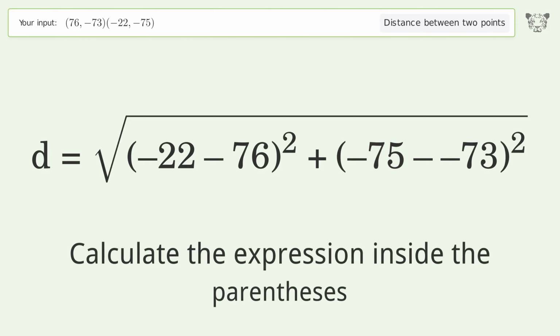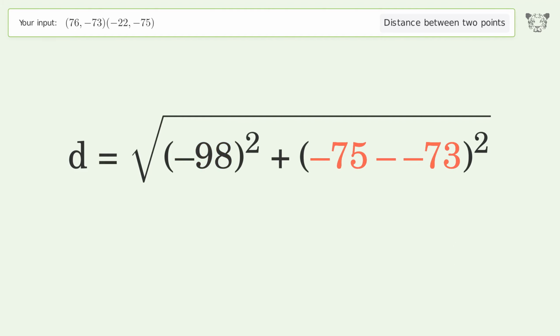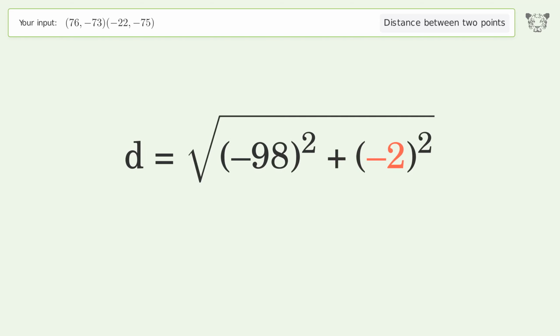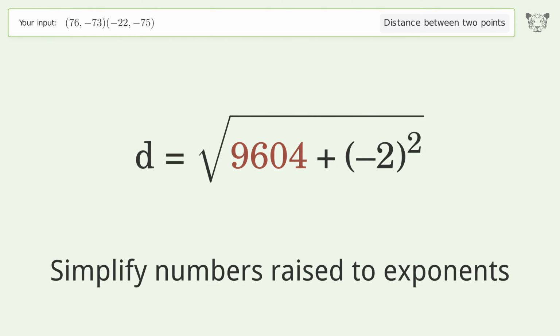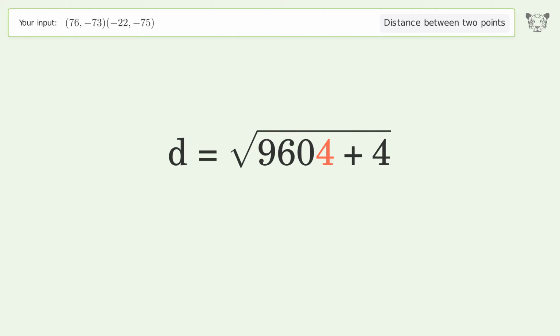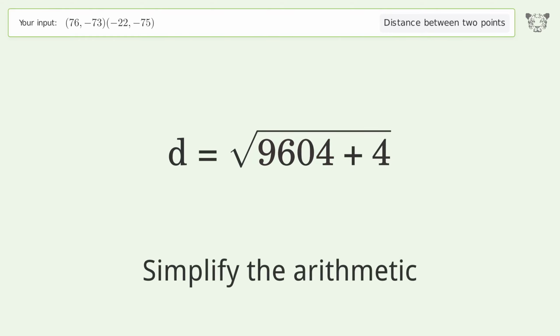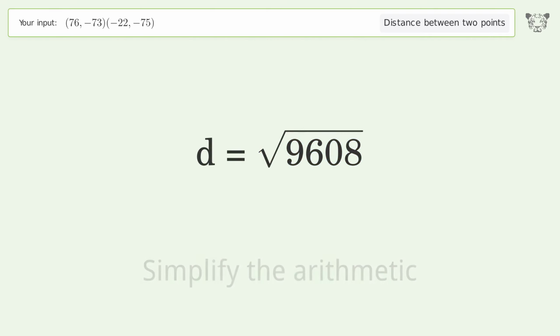Calculate the expression inside the parentheses. Simplify numbers raised to exponents. Simplify the arithmetic. And so the distance between the 2 points is the square root of 9,608 or 98.02.